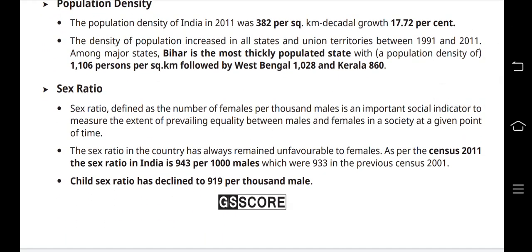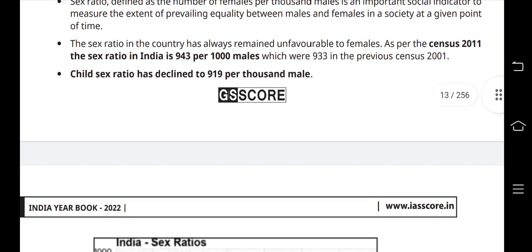Sex ratio. Sex ratio, defined as the number of females per thousand males, is an important social indicator to measure the extent of prevailing equality between males and females in a society at a given point of time. The sex ratio in the country has always remained unfavorable to females. As per the Census 2011, the sex ratio in India is 943 per thousand males, which was 933 in the previous Census 2001. Child sex ratio has declined to 919 per thousand male.